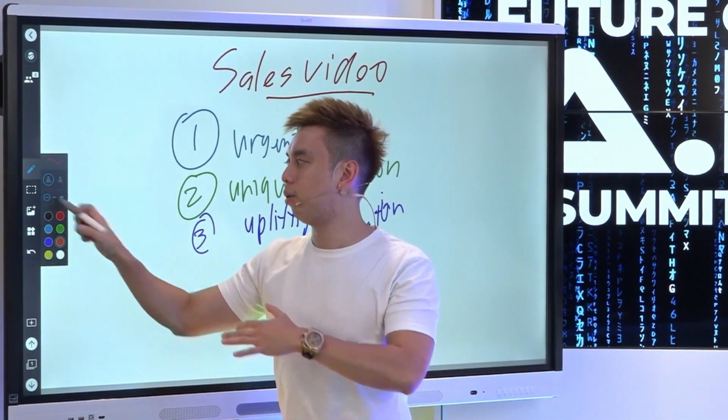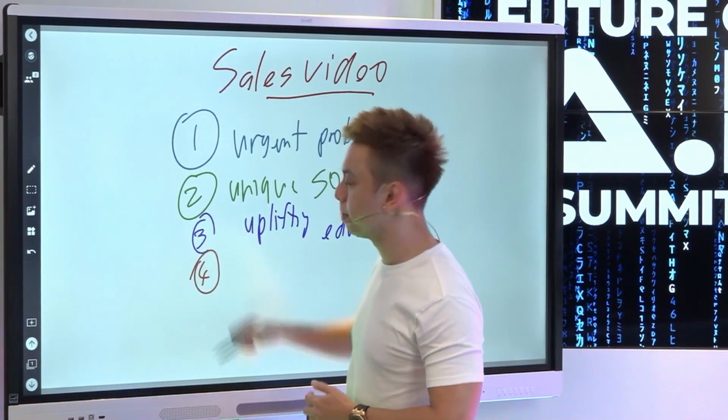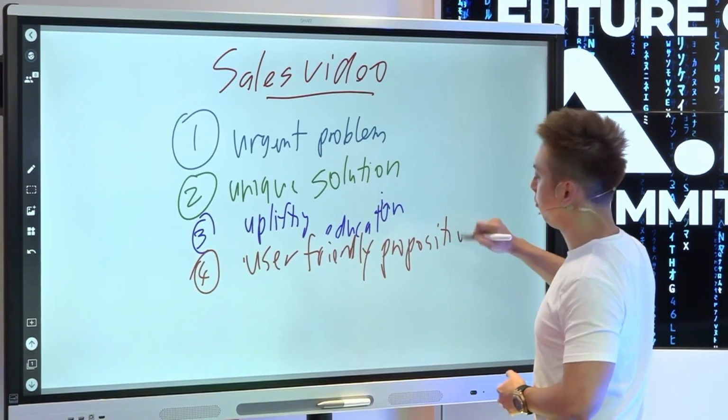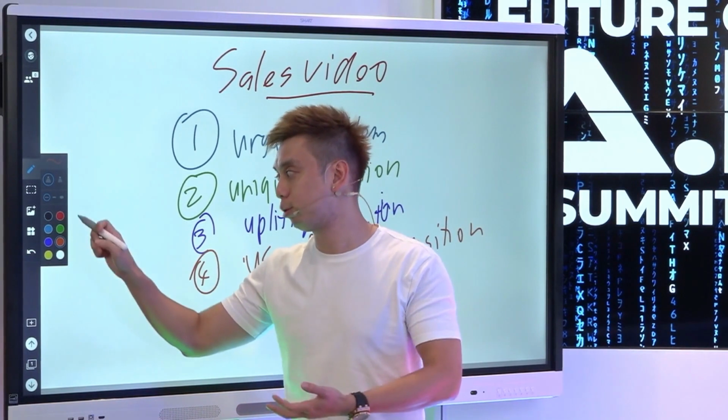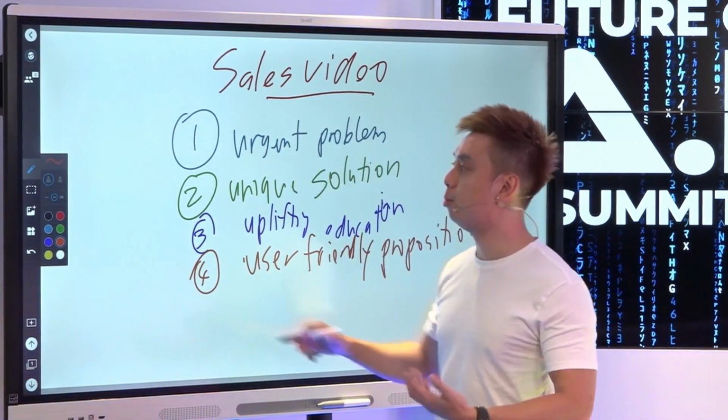This is interesting. What's number 4? Real quick, okay? Quick refresher. Number 4 is user-friendly proposition. Hey, I've got a simple way to help you solve this problem. This is typically when you bring up the offer.